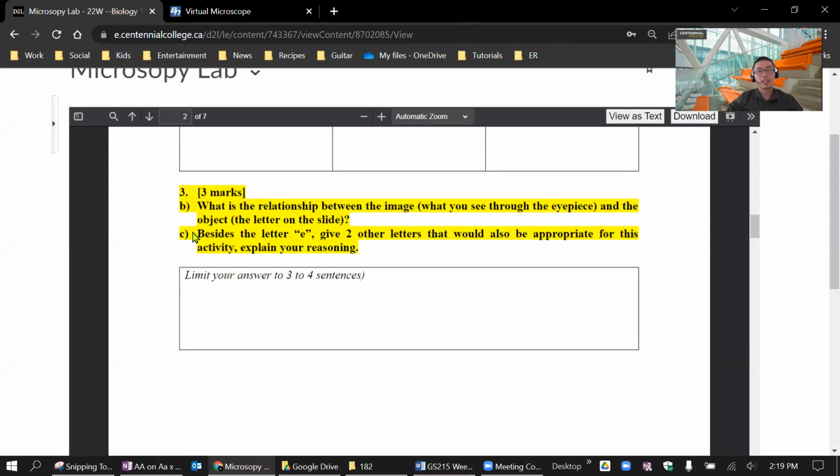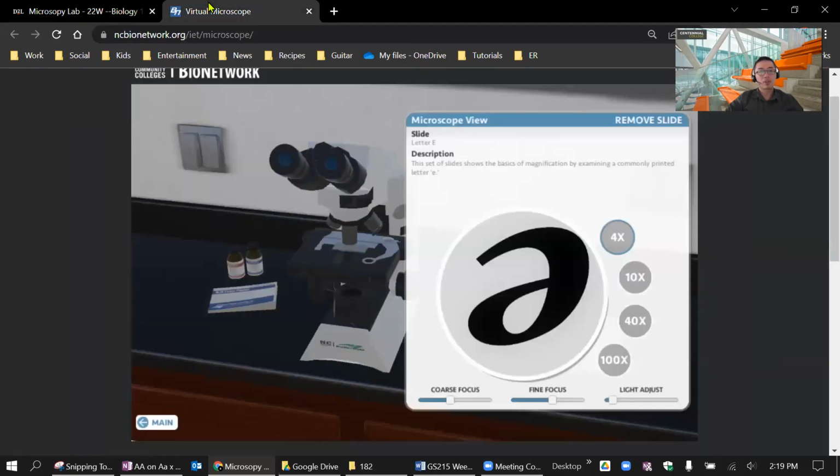I'm going to give you the answer to this one because every year many people get it wrong, and it's easier to mark if you get it right. Here it says, what is the relationship between the image, which is what you're seeing, and the object? Let's go back here. This letter E: how would you describe the relationship between this E and the actual normal E that you put under the microscope? What would you say? It's okay if you get it wrong. I'll correct you and tell you what the right answer is, but I just want to know what you will say.